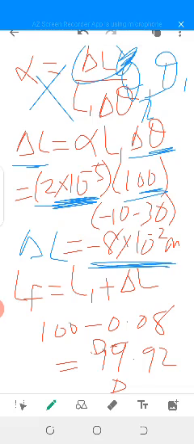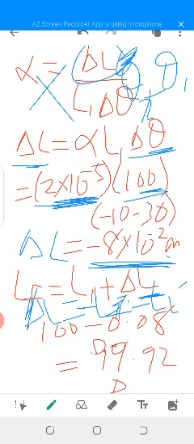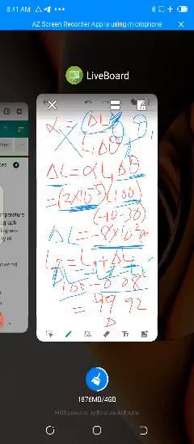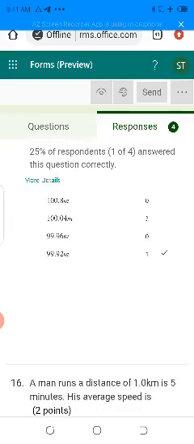So the question says we should find the final length that particular material expanded to. The final length is the original length plus the change. This formula is gotten from delta L equals L final minus L initial. So that is 100, because that's the initial, minus the change. So that gives us 99.92 as the answer there, which is option D.